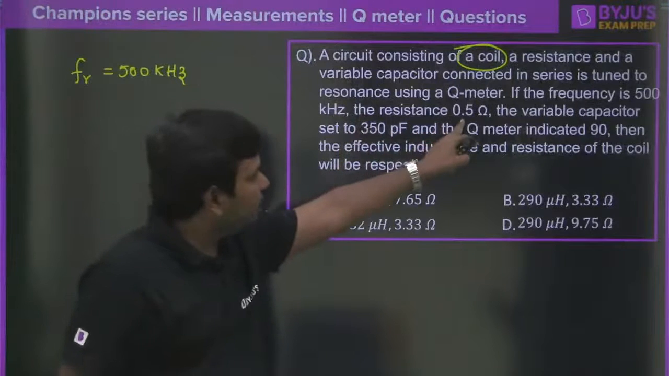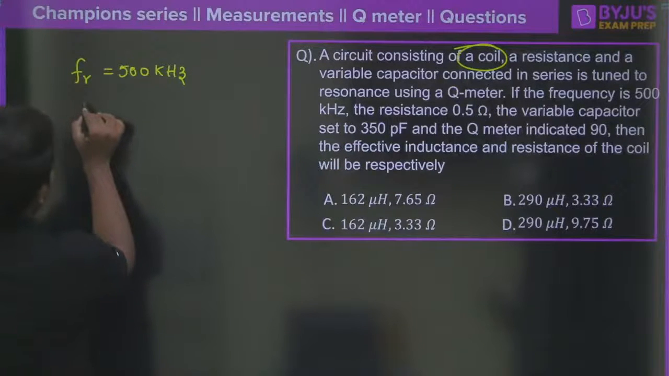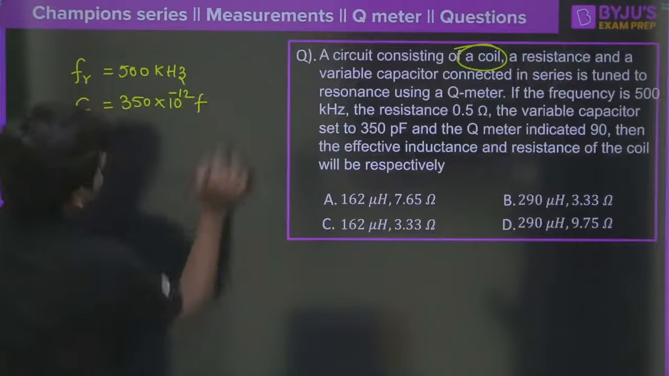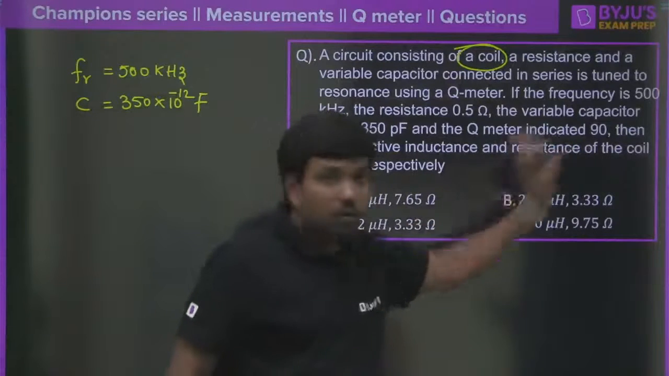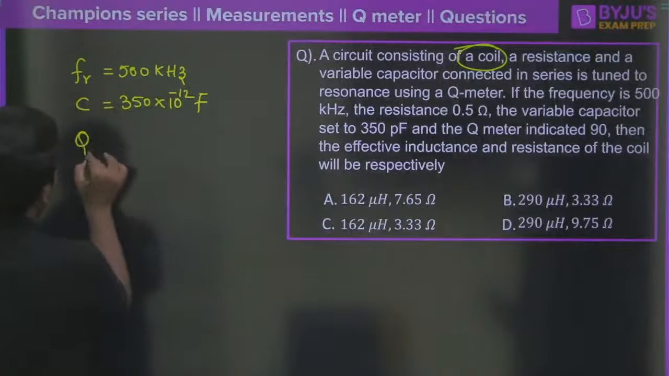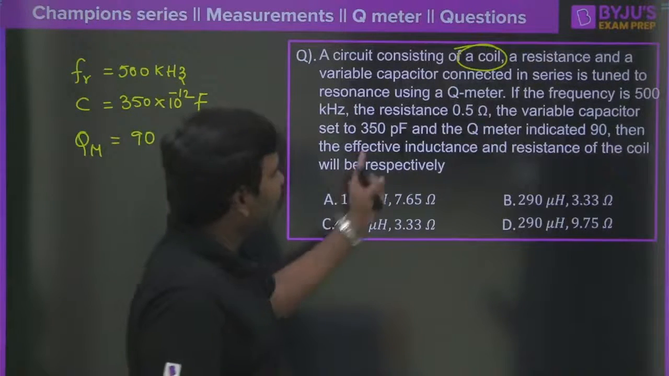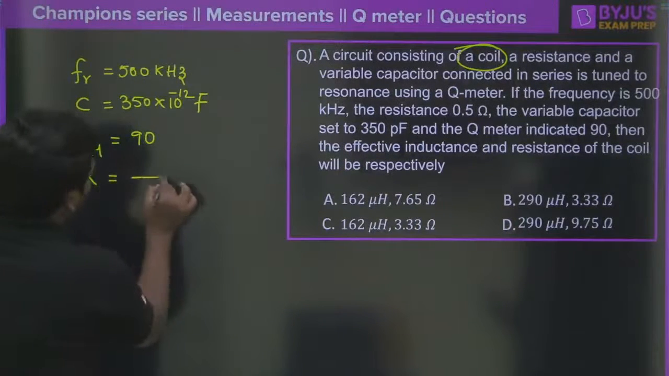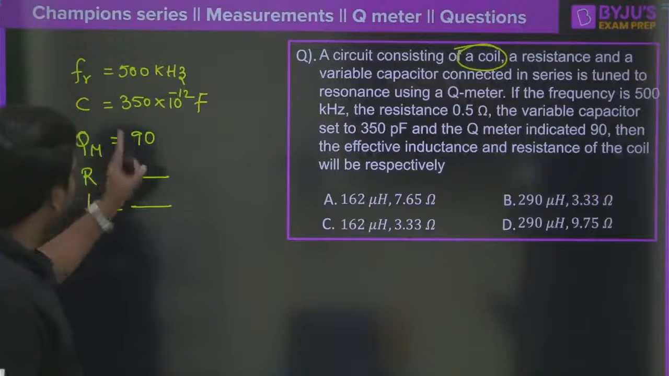The resistance is 0.5 ohm, and the variable capacitor is set to 350 picofarad. Fine, 350 picofarad. And the Q meter indicated a value of 90. So this is the measured value. Let me write down the measured value of Q meter here is equal to 90. Good. Then the effective inductance and resistance of the coil respectively are dash. So they are asking what is the value of R of the inductor and what is the value of L of the inductor. Clear?